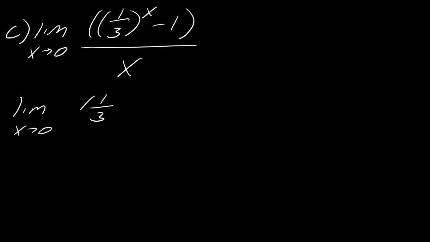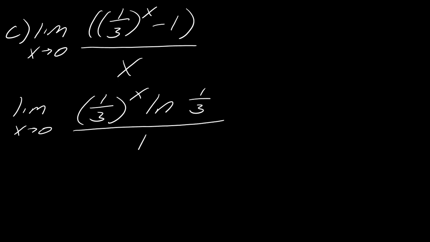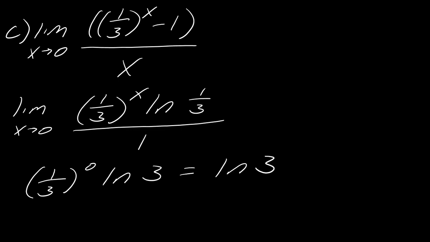So this is going to be 1/3 to the x times the natural log of 1/3 now over just 1. And this I can definitely take the limit of now. So I got rid of that 0 over 0 problem. So I can just go ahead and actually plug 0 into this. And anything to the 0 power is 1. So this is just going to be the natural log of 3, and we're done. Oh, sorry, I said 3, I meant 1/3.